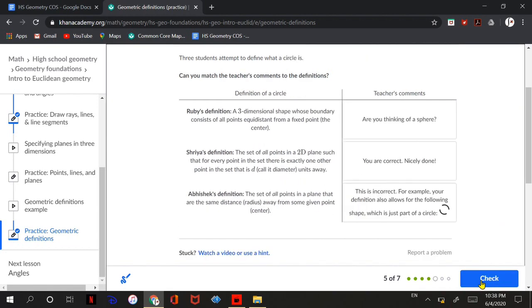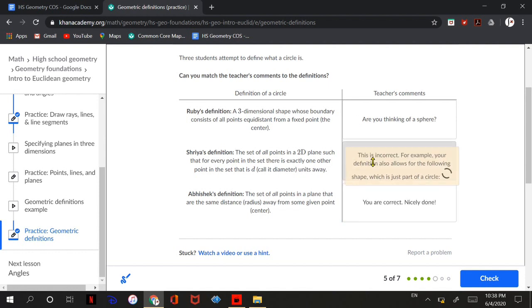Definition of a circle: a three-dimensional shape whose border consists of points equidistant from a fixed point, the center. I think they were thinking about a sphere, because a sphere is a 3D shape, but a circle is not. The set of all points in a 2D plane such that for every point there is another point that is a diameter away.